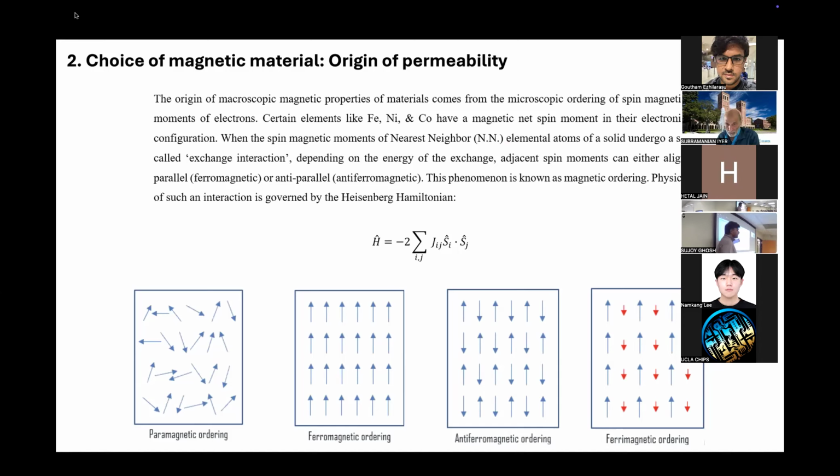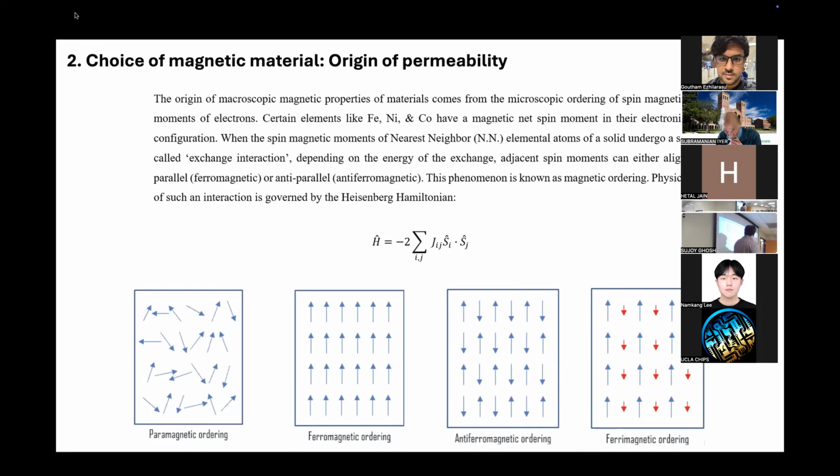And this exchange integral, depending on its magnitude, right? In some cases, the magnitude of the exchange integral is very small, and then you don't get a ferromagnetic material, but you get a paramagnetic material. So it still shows some magnetic behavior, but it's not as strong as a ferromagnetic material.